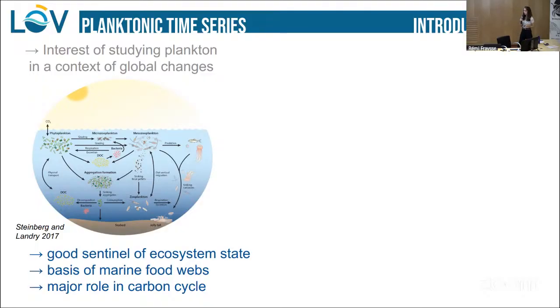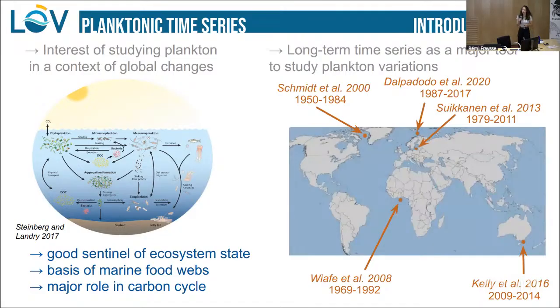For those reasons, it is essential to monitor plankton nowadays in the context of global changes. To do so, long-term time series are a very useful tool as they enable us to link interannual variations in plankton communities with environmental pressures, and several studies in the world have already shown interesting correlations between changes in the environment and changes in zooplankton biomass or abundances through time.